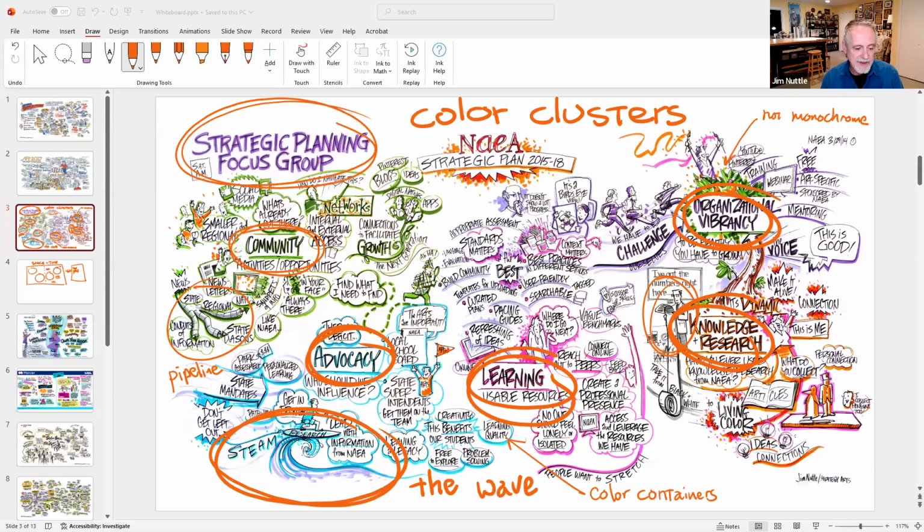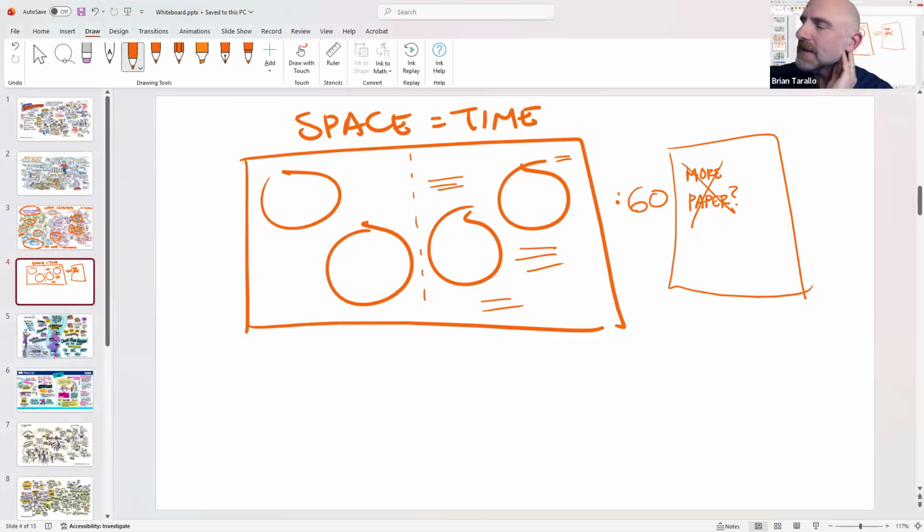You know, if we're running out of space and there's that one last important item that needs to be added, I can just tack it on and add that color outline, that second color, to keep it grouped in with the overall topic.